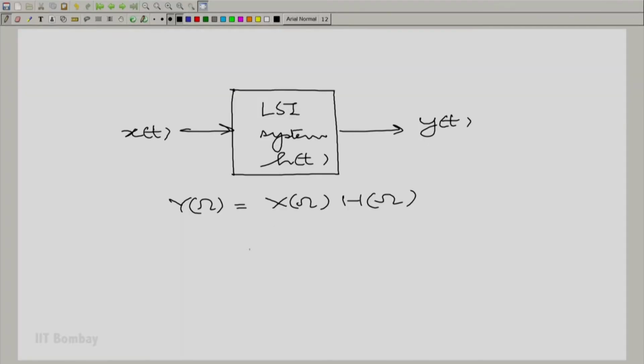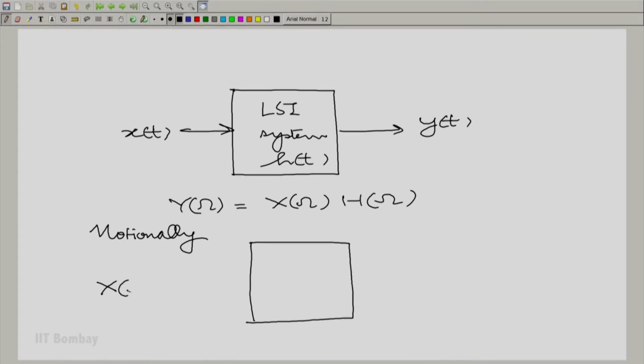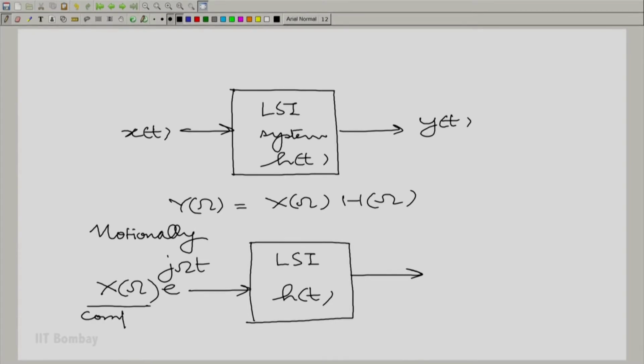So, notionally we have capital X of omega times e raised to the power j omega t going into this LSI system with impulse response h of t. Remember, this is a complex number. We know that when e raised to the power j omega t goes in, what comes out is capital H of omega times e raised to the power j omega t. This would happen at every individual omega. So, omega by omega there is a decoupling.